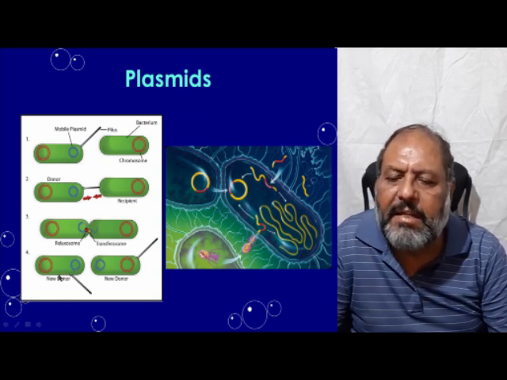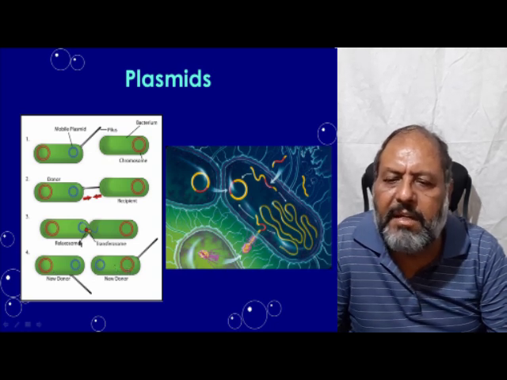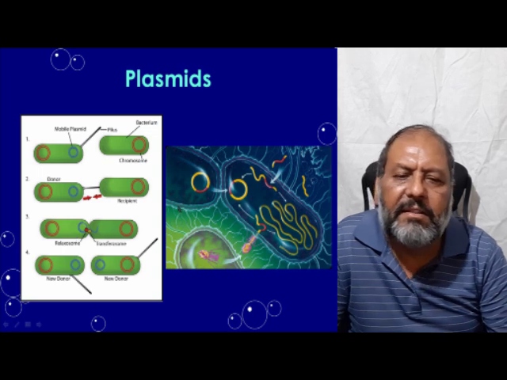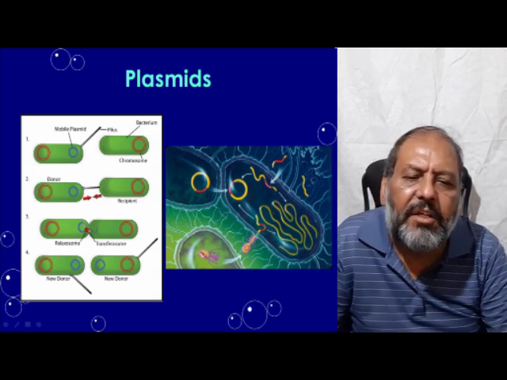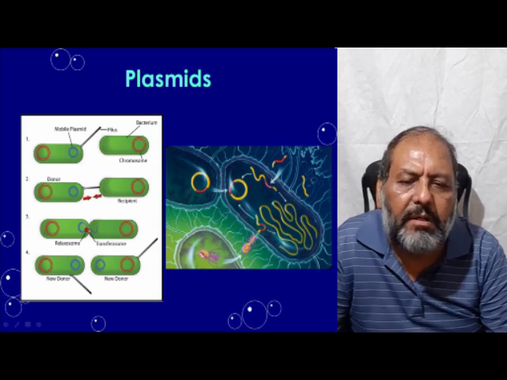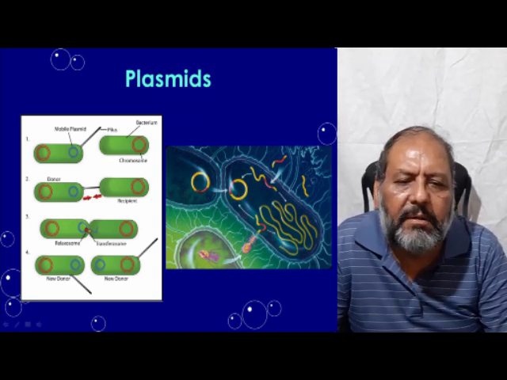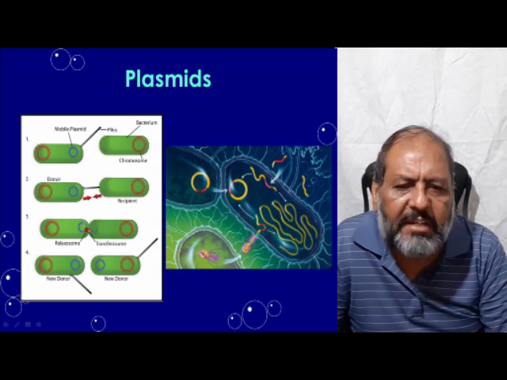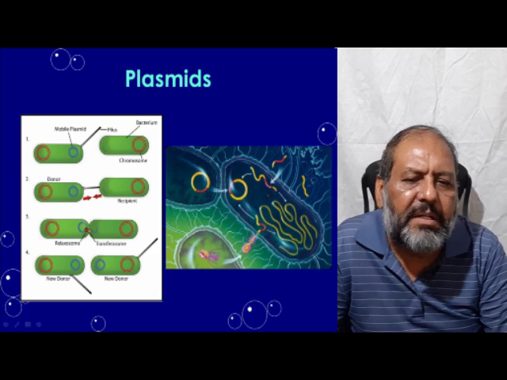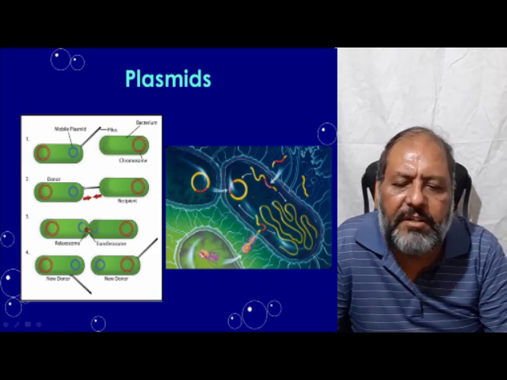That new donor has the plasmid, and it is capable of transferring the plasmid to other cells. Here one can see one cell transferring, and here another bacterium transferring its genetic material from this plasmid to this bacterium. So the plasmid is transferred, carrying the genetic material.